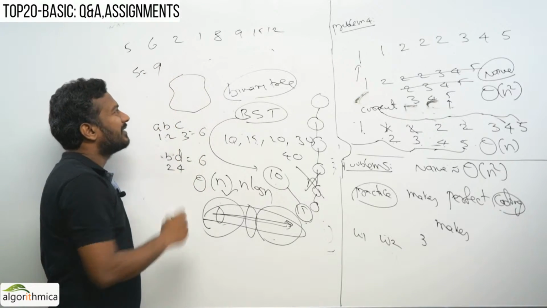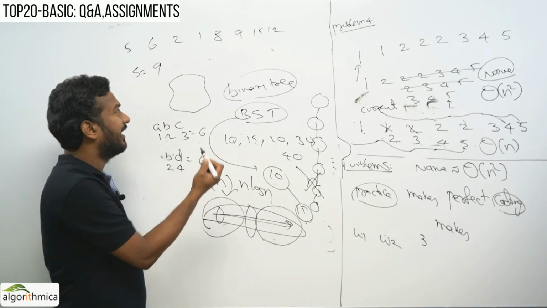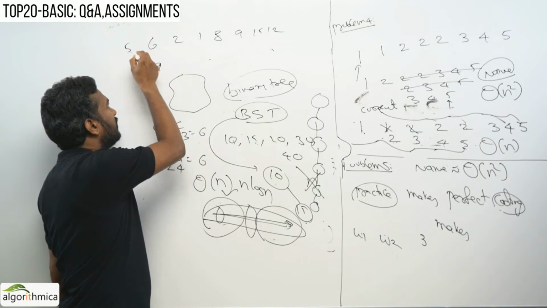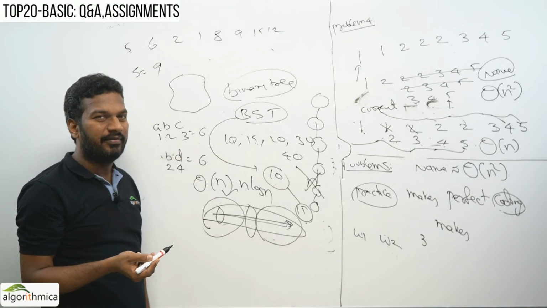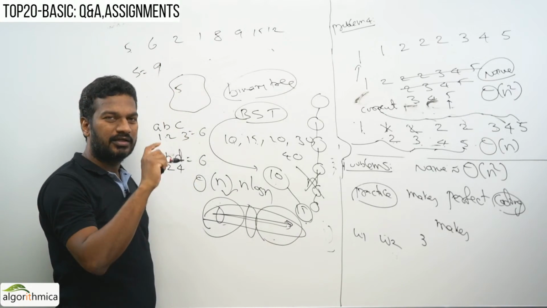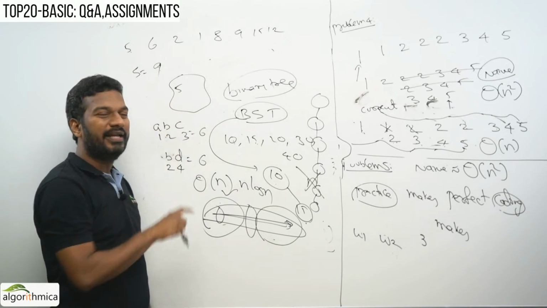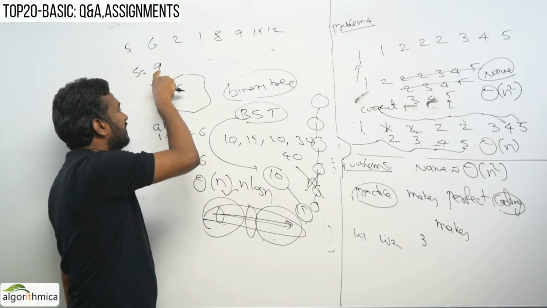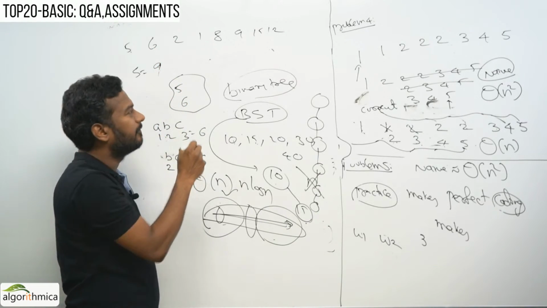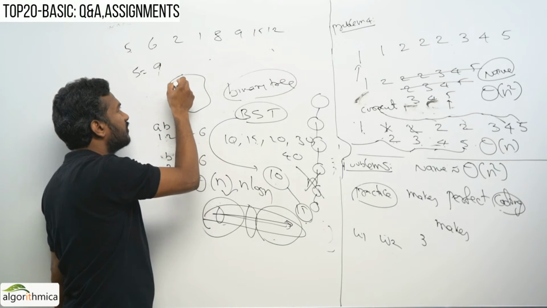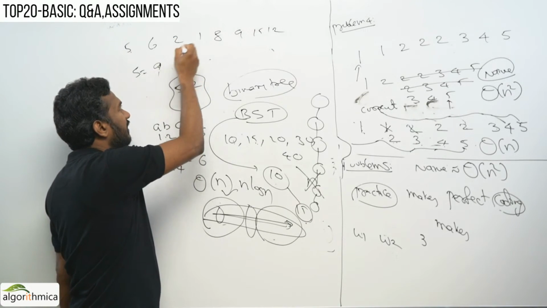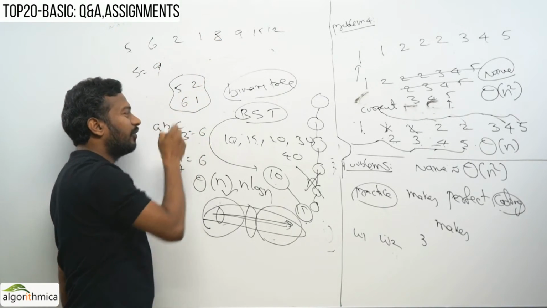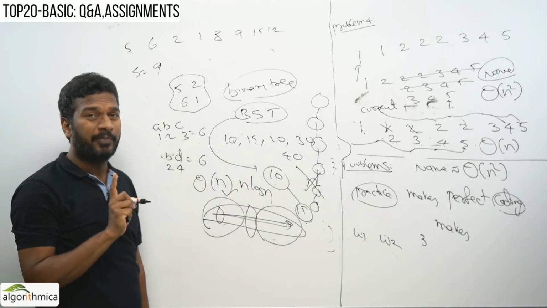One best approach is the single scan algorithm. What do I do? 5 is available, but its mate, 9 minus 5 which is 4, is not available. I keep 5 because if 4 comes up in the future, I can find it in the set. Now 6: 9 minus 6, 3, is not there, so insert 6. Next 2: 9 minus 2, 7, is not there, insert 2. 9 minus 1, 8 is not there, keep 1. 9 minus 8, 1 is already there. Stop the algorithm here because you got a pair.